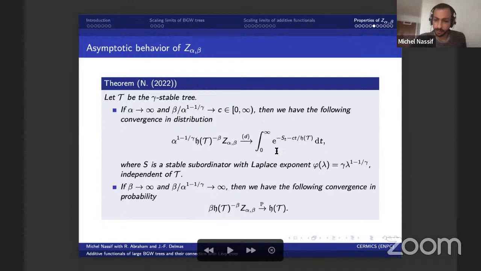So the appearance of the subordinator is related to the fact that the size dominates, and in the second regime, it's the height that dominates. So in the sense that β dominates α to this power. And in that case, we have convergence of Z_{α,β} with a different normalization to just the height. So there is no longer a subordinator at the limit.